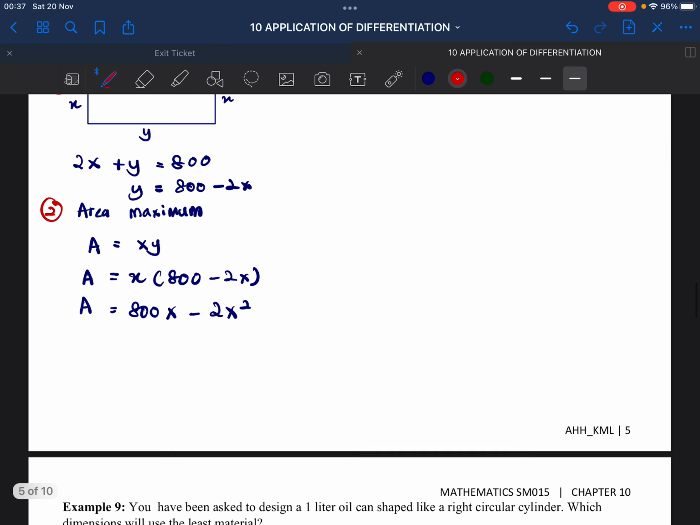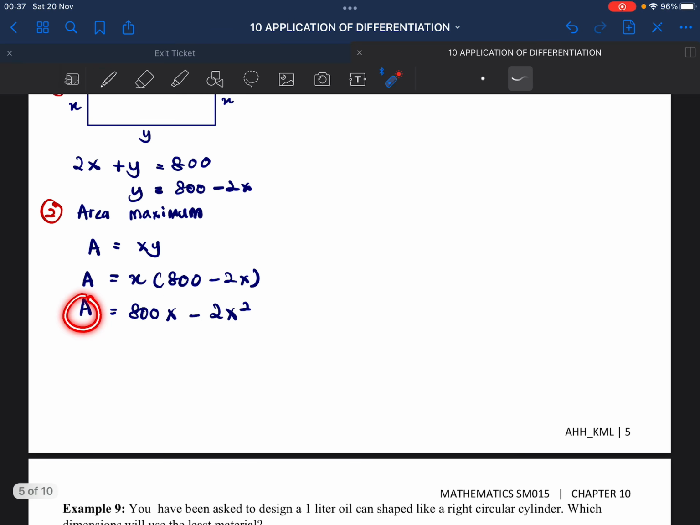Okay, so make sure this is in a single variable. If the question asks for volume, that means your volume must be in a single variable. How to make it a single variable? Ask help from the first step here.